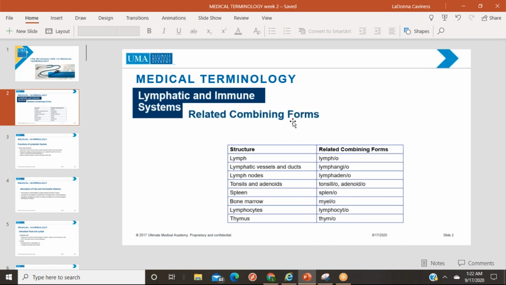ADENOIDO, adenoids. SPLEN with the combining vowel O, spleen. MYELO, bone marrow. LYMPHOCYTO, lymphocytes. THYMO refers to the thymus.